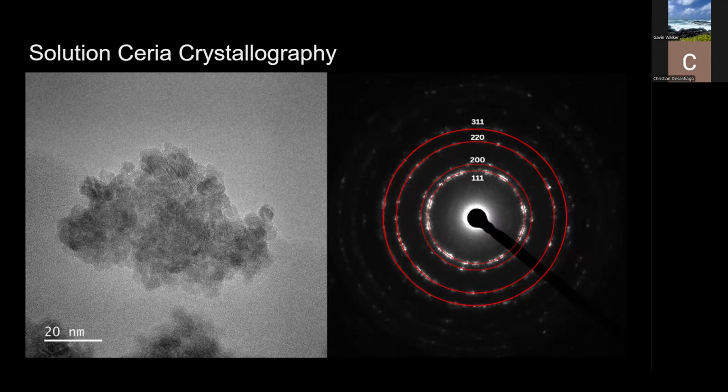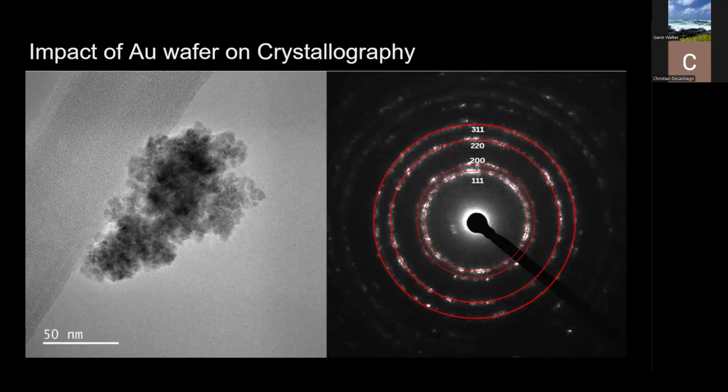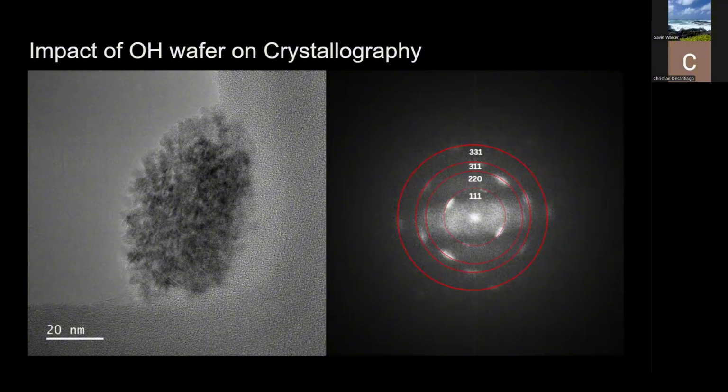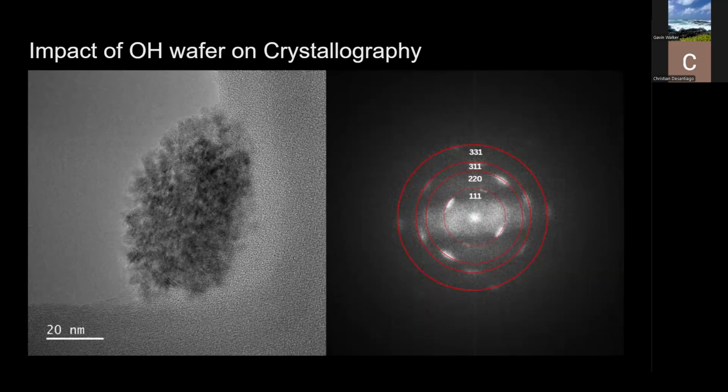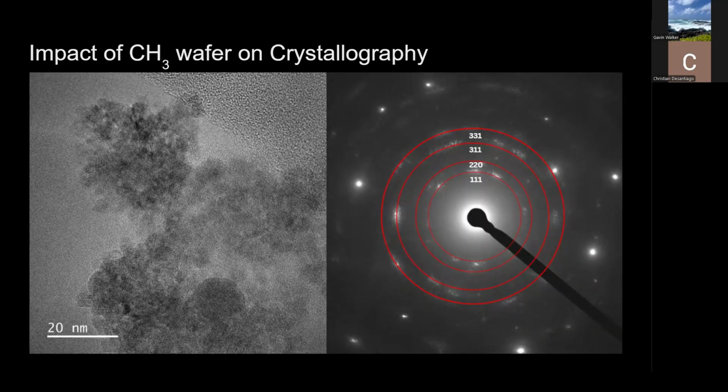The solution control and bare gold wafers produced polycrystalline particles, while both the OH and CH3 functionalized wafers produce mesocrystalline particles, as seen by the very spotty diffraction patterns compared to the more continuous concentric rings on the bare gold wafer. Furthermore, the absence of the 200 reflections on both the OH and CH3 wafers suggests that self-assembled monolayers promote preferred crystallographic orientation during growth.